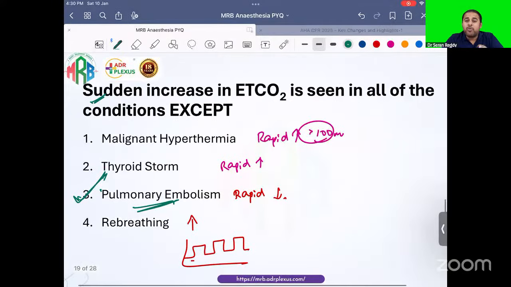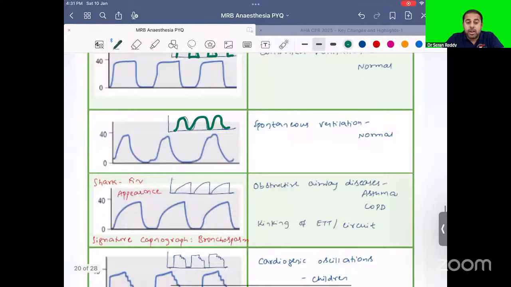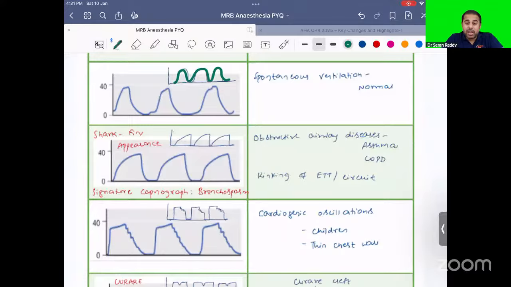When it comes to capnography, I want you to remember a few important capnography waveforms. Spontaneous ventilation, what is shark fin appearance? This is a controlled ventilation where you normally see the square-shaped waveforms. When it's spontaneous ventilation, you see the inverted U-shaped appearance. Then shark fin appearance: from the side, if it looks like a shark fin, it indicates obstructive airway diseases like asthma and COPD.